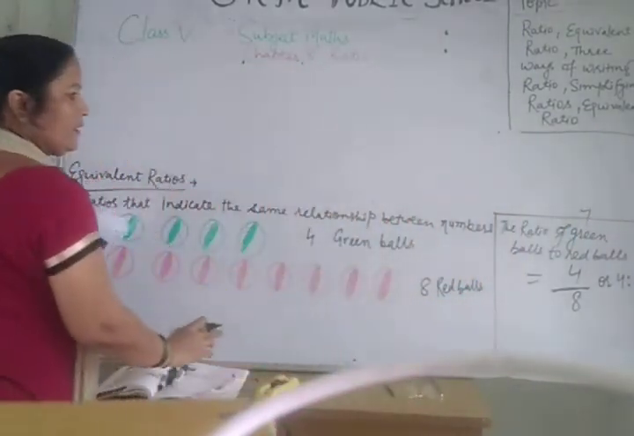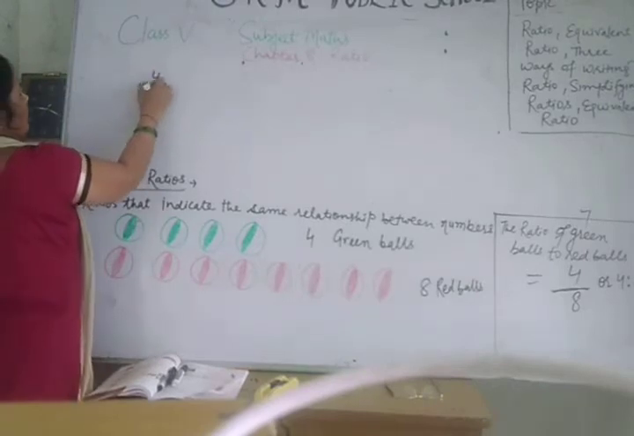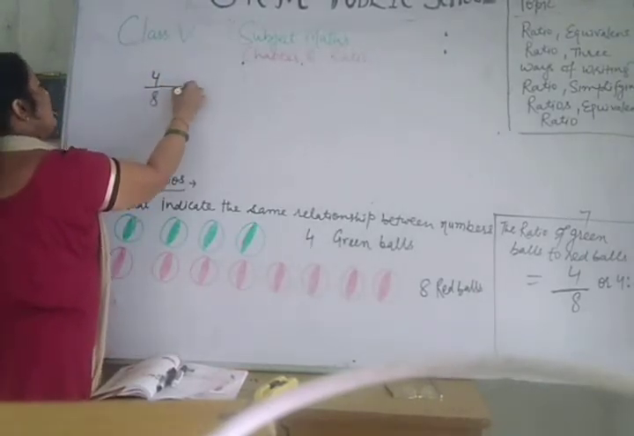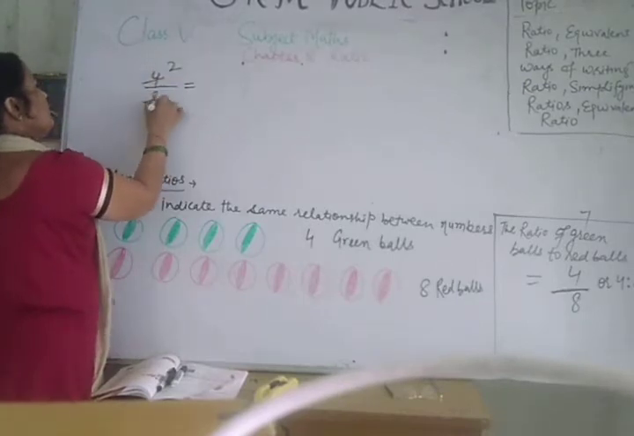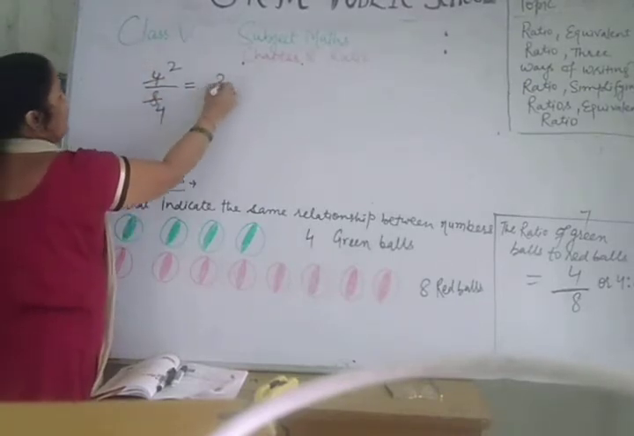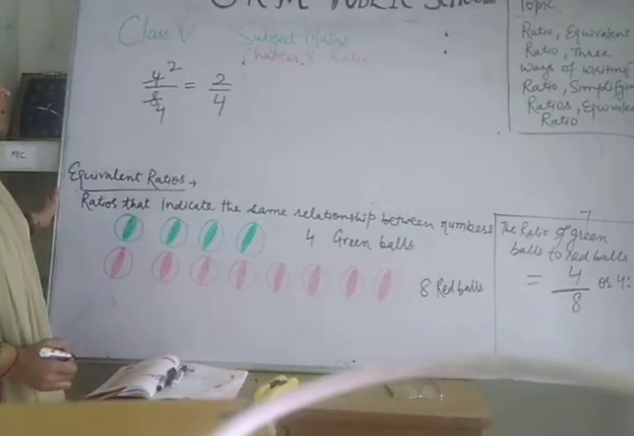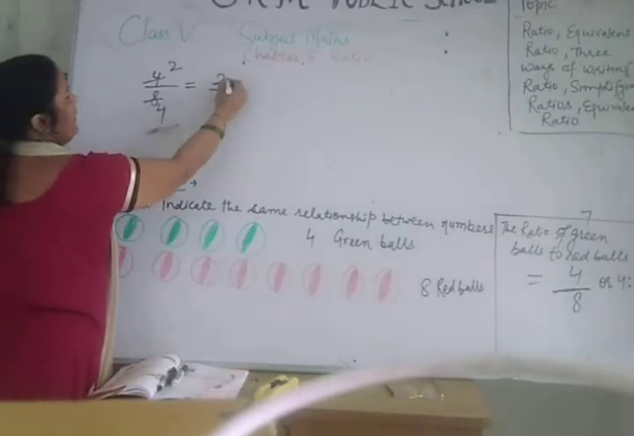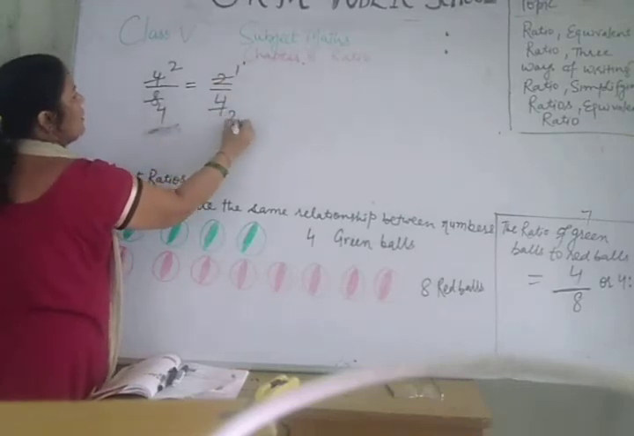So we can take here 4 upon 8. If I simplify it with the table of 2, then it can be written as 2 2s are 4, 2 4s are 8. Then it becomes 2 upon 4. If this can be simplified again, 2 1s are 2, 2 2s are 4.